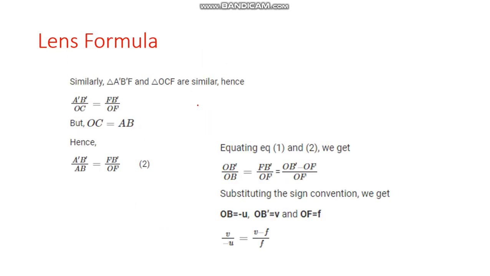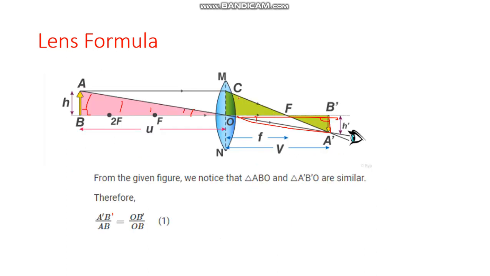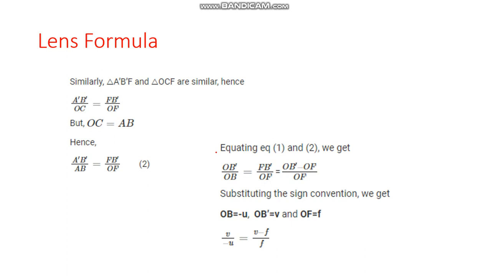Next, A'B'F and OCF are also similar. You see these two green triangles, these green triangles are also similar. So here also we can frame one equation, A'B' by OC. You have to see the corresponding sides. A'B' by OC is equal to F'B' by OF.